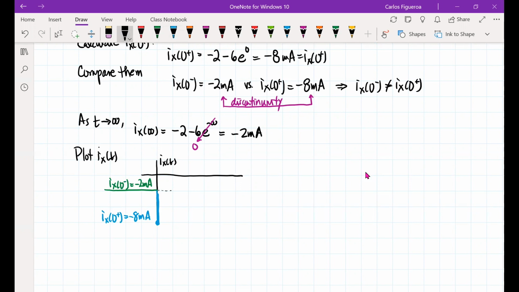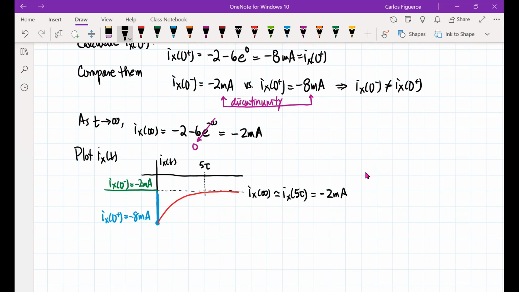So if I follow this line out here, what I expect to happen is that this guy is going to go from here and reach the steady state right there. And so what you're seeing here is that Ix of infinity can be approximated by Ix of 5 tau, which is equal to minus 2 milliamps. So when this almost reaches that final steady state, I'm going to say that this is 5 tau.